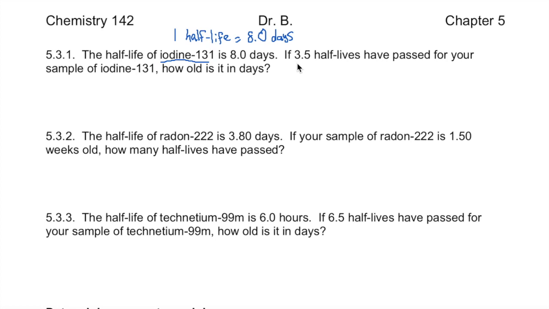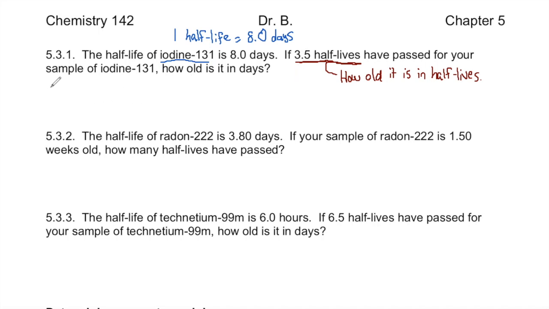Now we are told that 3.5 half-lives have passed for our sample. And then we want to know how old it is in days. So this 3.5 half-lives is the age of the sample in half-lives. We have a sample that is 3.5 half-lives old. 3.5 half-lives have passed. So it is 3.5 half-lives old. We want to know how old it is in days.